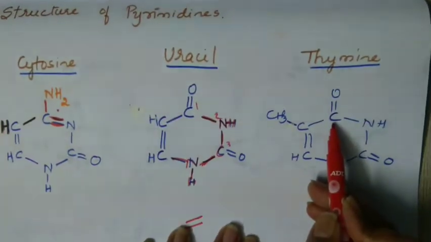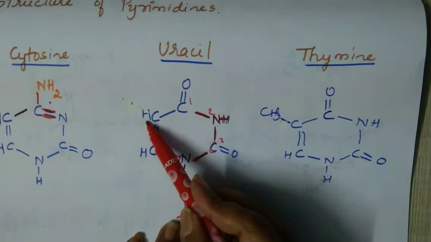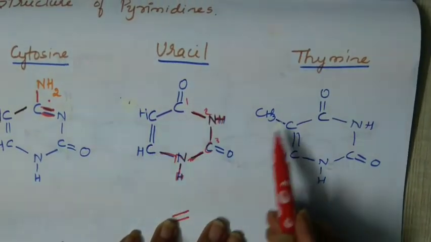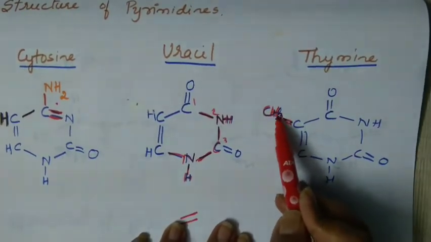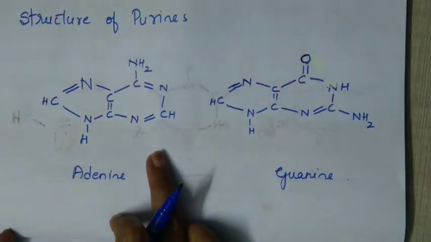If you compare the structure of uracil with thymine, everything remains the same. C double bond O is here, C double bond O is here. The H of uracil, the H on the carbon here, is replaced by CH3. Understood?